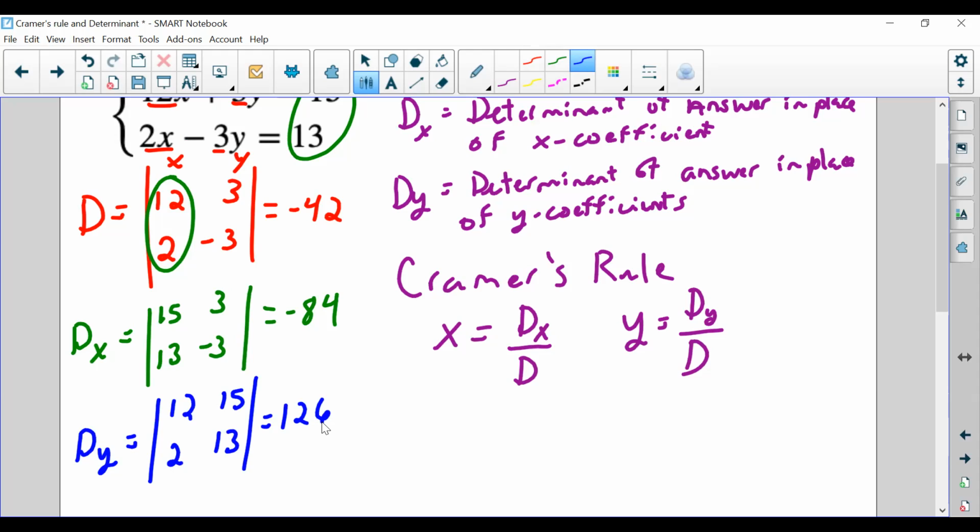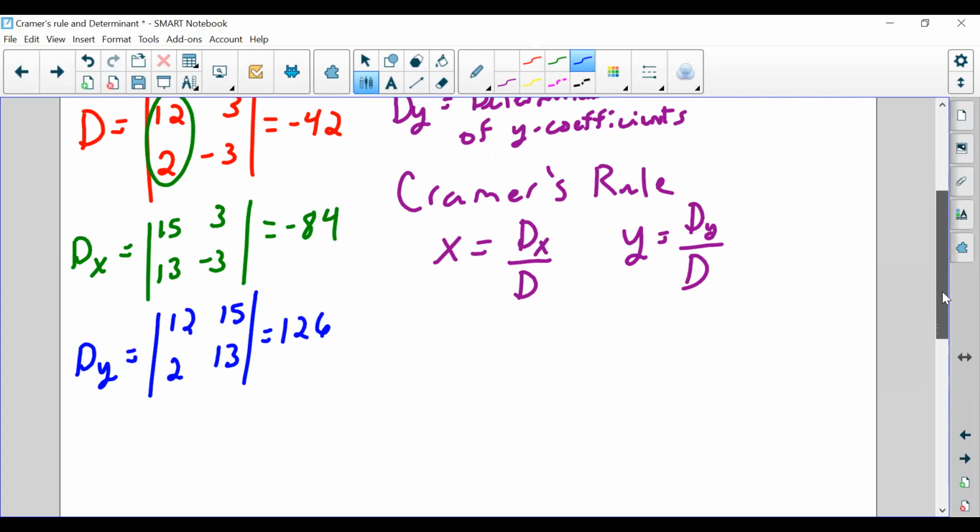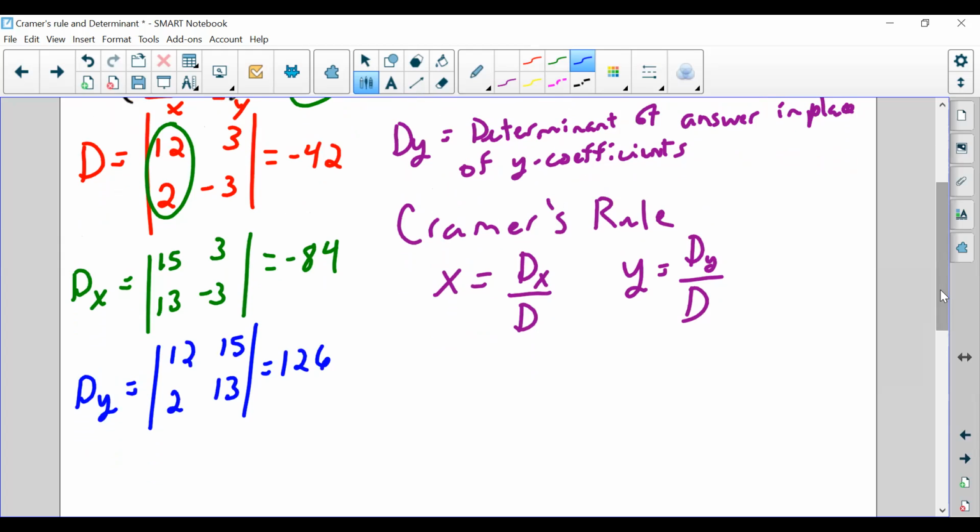Okay, so I need to see this work. I need to see that you set up those determinants, but you're allowed to use your calculator to actually calculate those determinants, on this type of problem. All right, last thing to do is now we just have to plug in Cramer's rule. We got all the data now. So x is equal to D sub x, which I'm going to plug in as negative 84, over D, which is negative 42. I need to see this on your paper as well. And so x becomes 2.